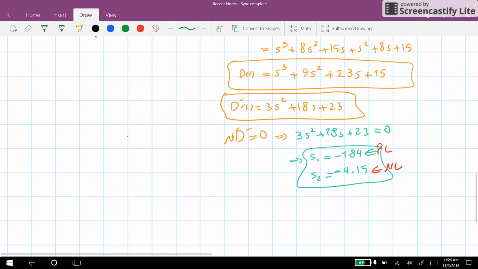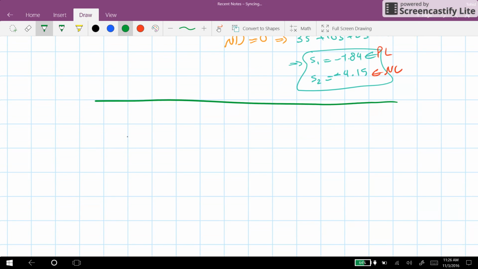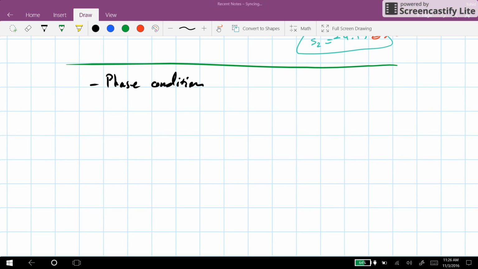But how can we determine whether there's a k or not? We need to apply the angle or phase condition at that test point. In general, when you want to determine whether a point belongs to the root locus or not, you just need to apply the angle condition, and if that condition is satisfied, then that point belongs to the root locus. If not, it doesn't.